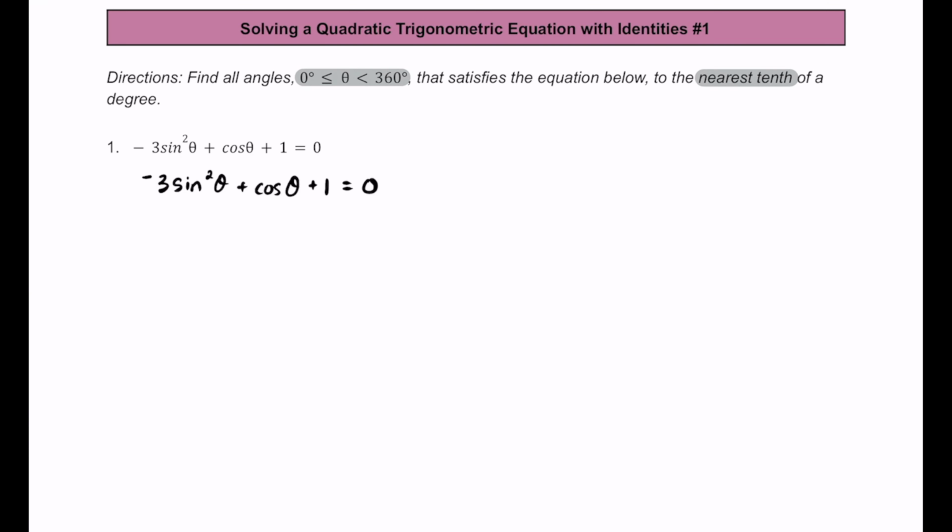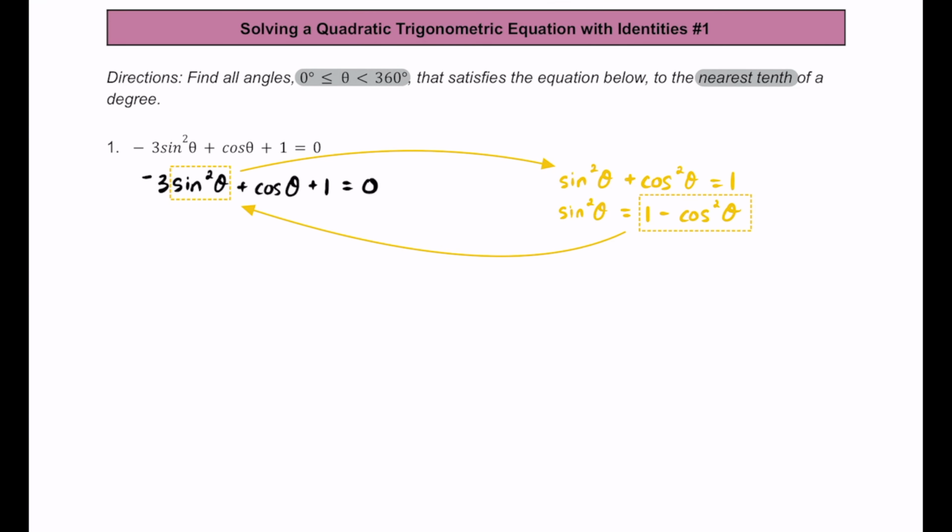The first thing that jumps out to me in terms of trig identities is this sine squared of theta. When I see sine squared of theta, I think about the Pythagorean trig identity where sine squared of theta plus cosine squared of theta is equal to 1. If you rearrange this identity and subtract cosine squared of theta from both sides, you'll see that sine squared of theta is equivalent to 1 minus cosine squared of theta. Let's use this expression of 1 minus cosine squared of theta and substitute it in for sine squared of theta.